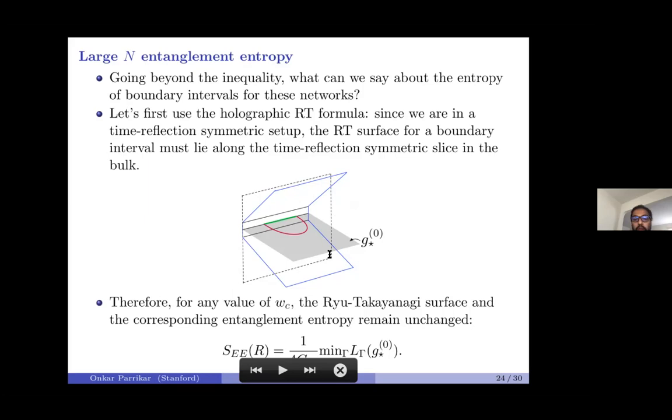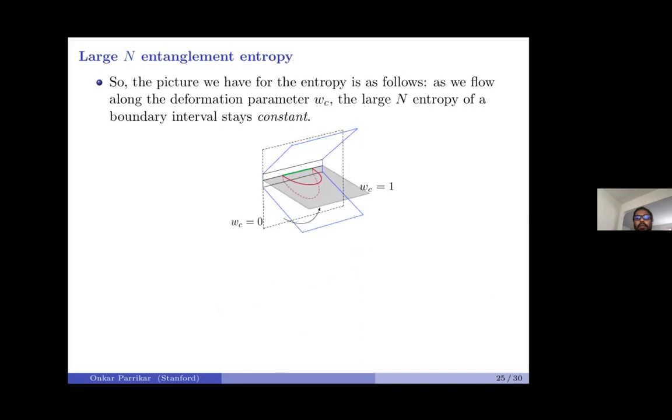So in other words, the large N entanglement entropy of a boundary interval is independent of WC, okay? It's just given by 1 over 4 G Newton times the minimal length on the time reflection symmetric slice. Here, G star denotes the induced metric on the time reflection symmetric slice. Okay, so that remains unchanged under these deformations. So what's the picture here? The picture for the entropy is as follows.